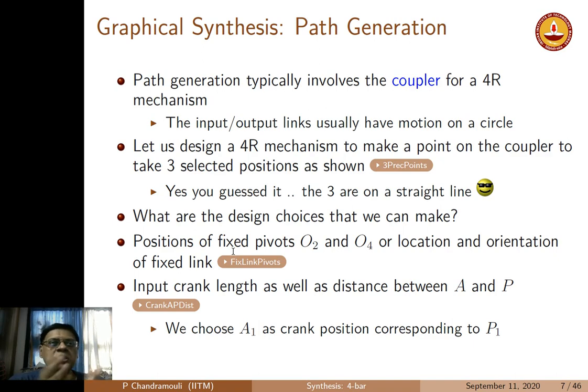If it is circular, of course, the output rocker could be used, for example, to trace a part of a circle. But a more general motion is only possible using the coupler, because the coupler is the one that does both rotation and translation. So therefore, we are going to involve the coupler of a 4R mechanism, and then we design a 4R mechanism to make a point on the coupler take 3 selected positions. So we are going to limit ourselves to 3 positions. The reason for that is the graphical method is then quite easy. If I go to 4 positions or more, then the graphical construction is not so easy.